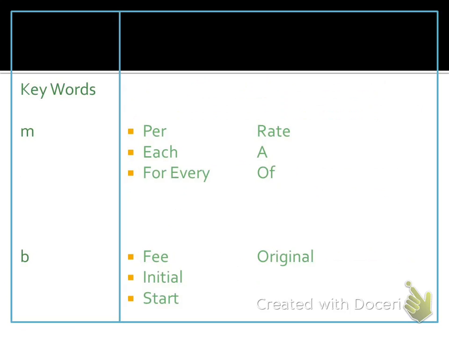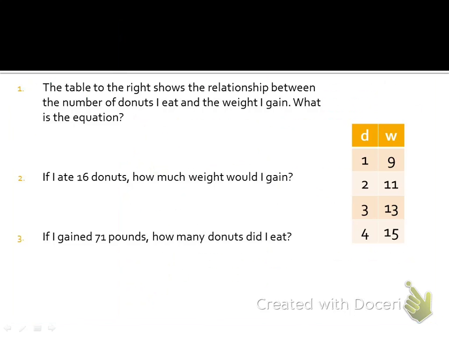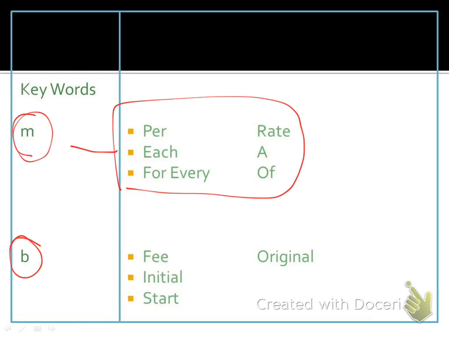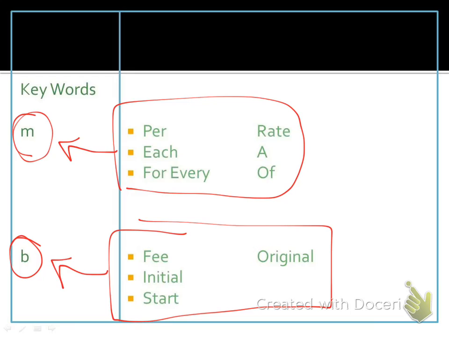Now, here are some keywords that mean slope, that mean m. Here are some words that mean b. When you see these words in a word problem, they are all talking about m. When you see these words in a word problem, they are talking about b.